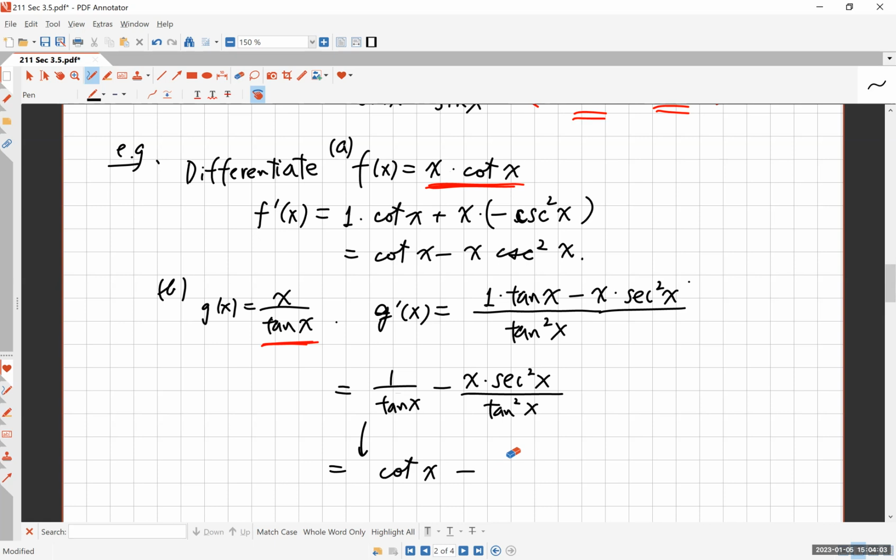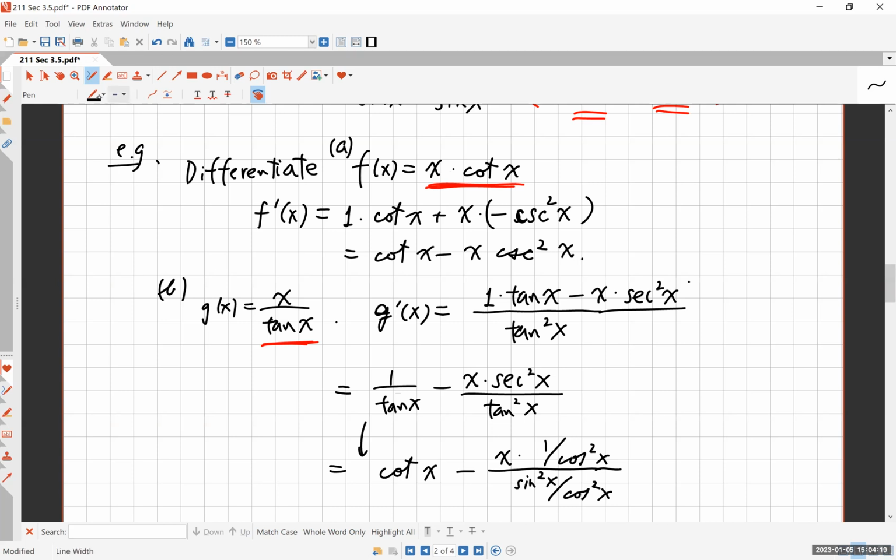The second term is, let's try to figure this out. Secant, of course, is 1 over cosine. So you can write the top this way. The bottom is sine squared over cosine squared.